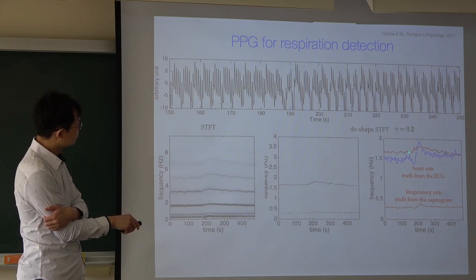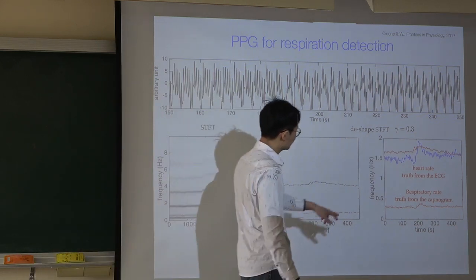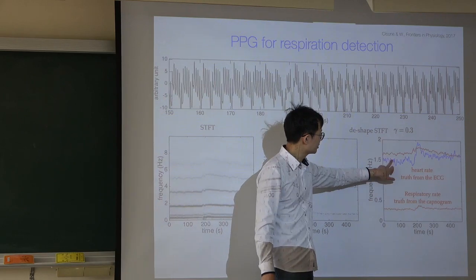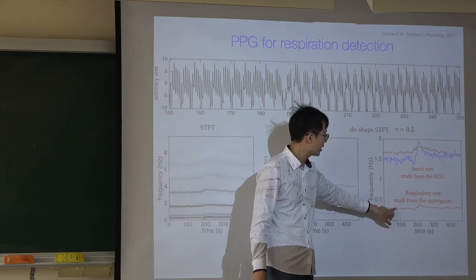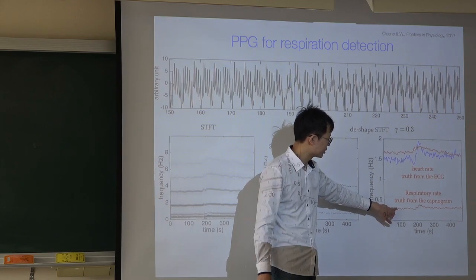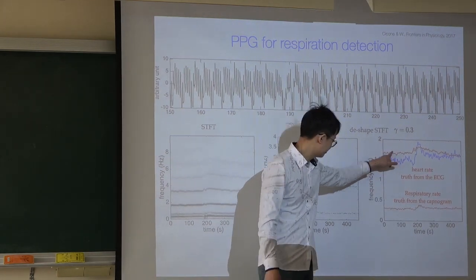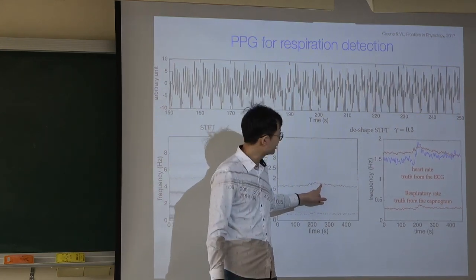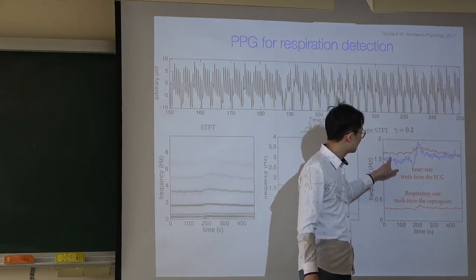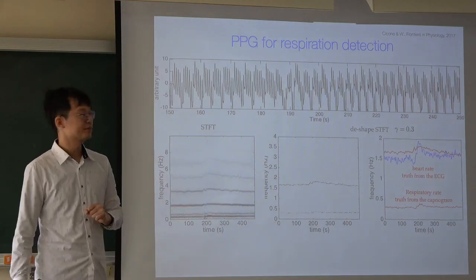This is the heart rate. This is the respiratory rate. And here I also plot a blue curve. This blue curve is the fifth multiple of the true respiratory rate. I only want to show you that this curve, which is the heart rate, is not a multiple of the respiratory signal, so this is not an aliasing effect. We get everything correct.